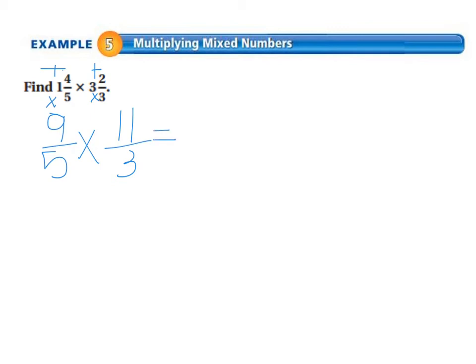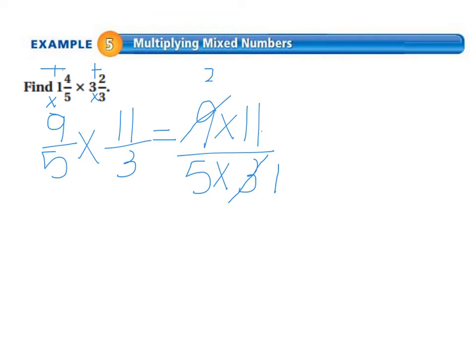My next step is to multiply my numerators, so I have 9 times 11 on the numerator and 5 times 3 for the denominator. Next step is to look for common factors. 11 and 5 are both prime, but 3 is a factor of 9, so I can take 3 divided by 3 would be 1 here, and 9 divided by 3 would be 3. Now I can multiply across. 3 times 11 is 33, and 5 times 1 is 5.